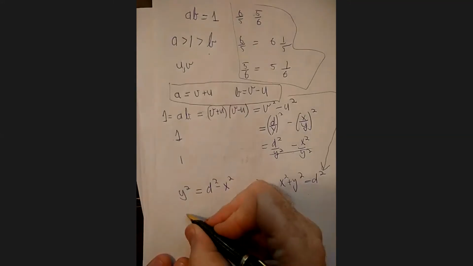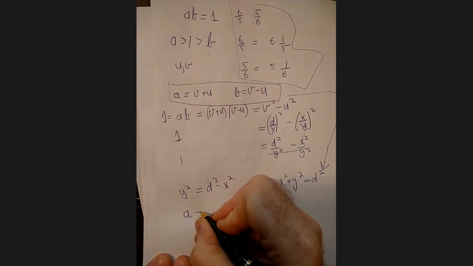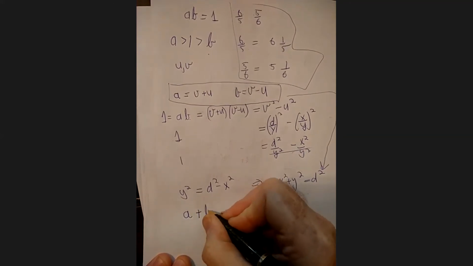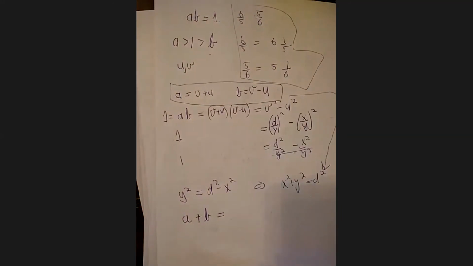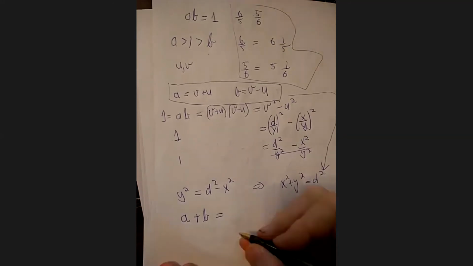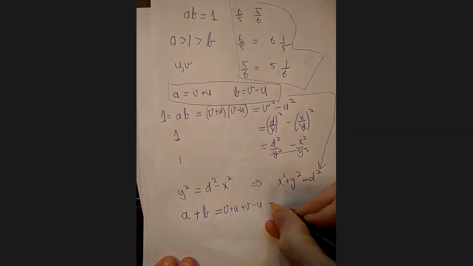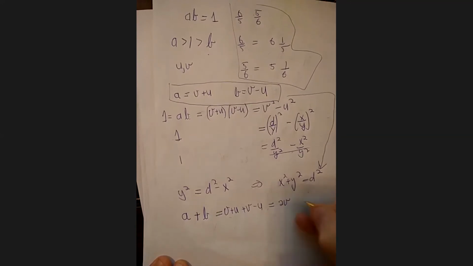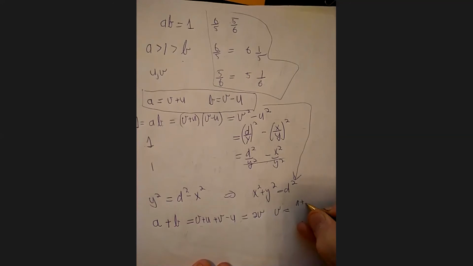But I'm going to look a little bit more closely here about what A and B are. If I add A plus B, what do I get in terms of V and U? What cancels? U. Right. So I get 2V. So V is going to be the average of A plus B.